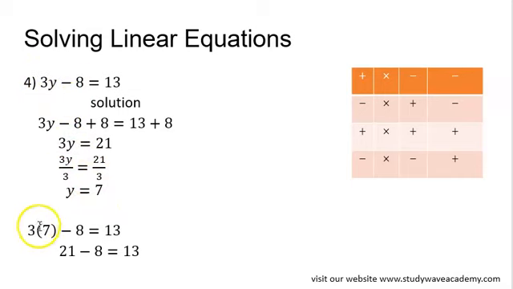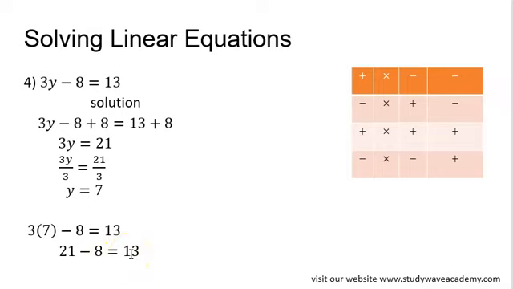So we have 3 brackets 7. This bracket stands as times, right? Minus 8 equals 13. So 3 times 7 will give us 21. So 21 minus 8, what is it going to give us? Our answer is going to be what? 13. Okay, I hope you understood this.